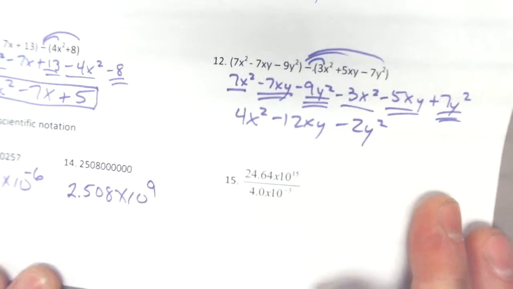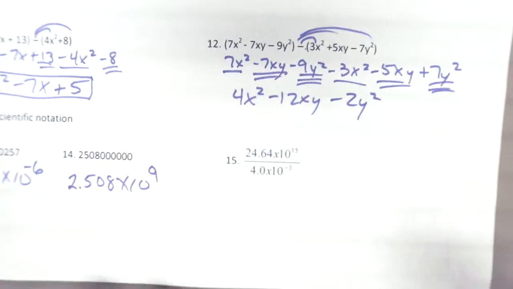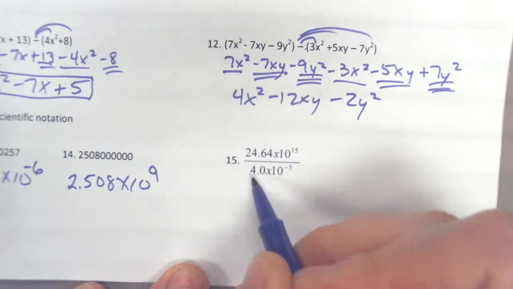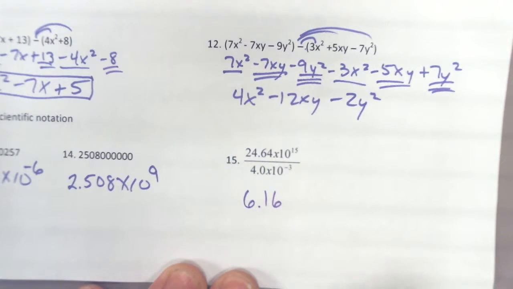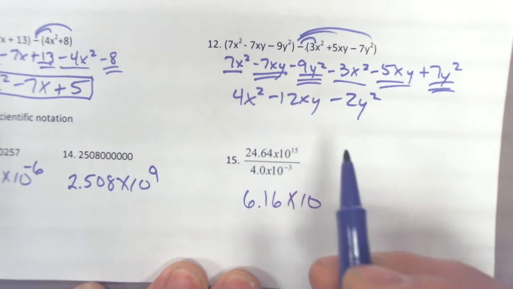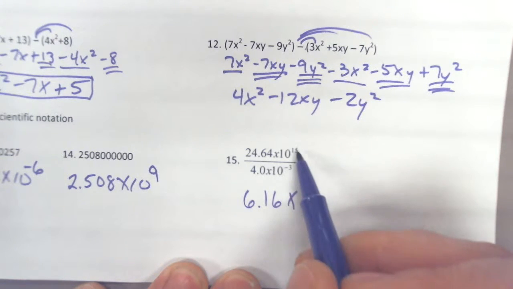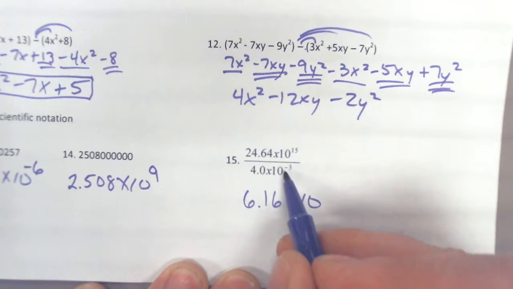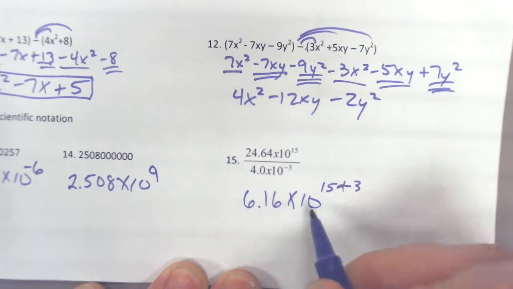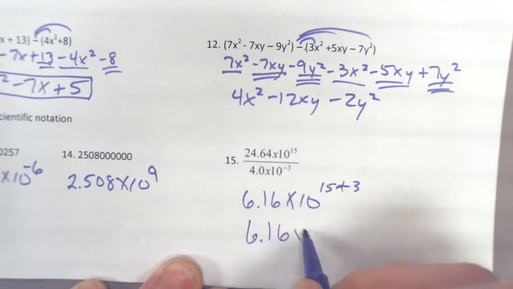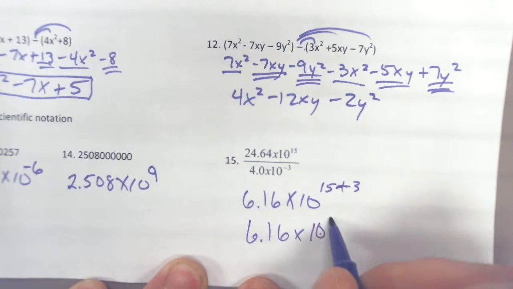For question number 15, I need to divide these two numbers. I get 6.16 times 10 to the, and when we divide, we subtract, so 15 minus negative 3, and the minus negative makes a plus, so I get 6.16 times 10 to the 18th power.